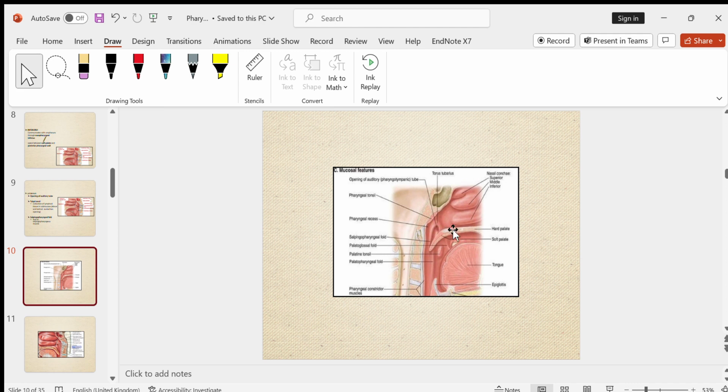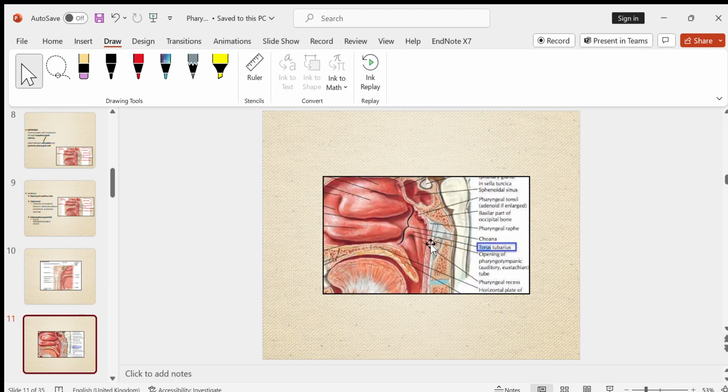In this picture, we can again see the elevation called the tubal elevation. Inside this tubal elevation is the tubal tonsil, and posteriorly this elevation extends down as the salpingopharyngeal fold, and this fold is overlying the salpingopharyngeus muscle.